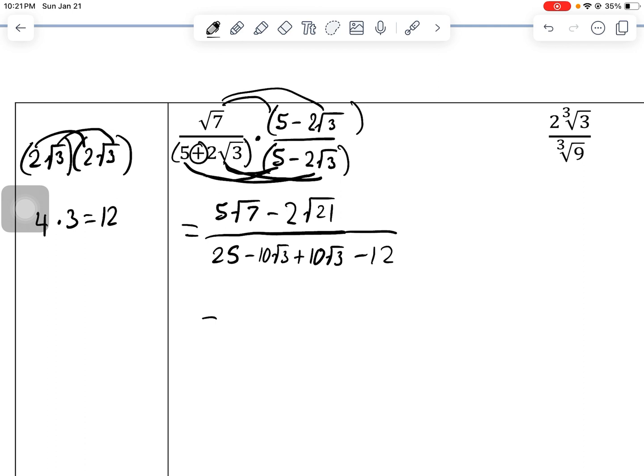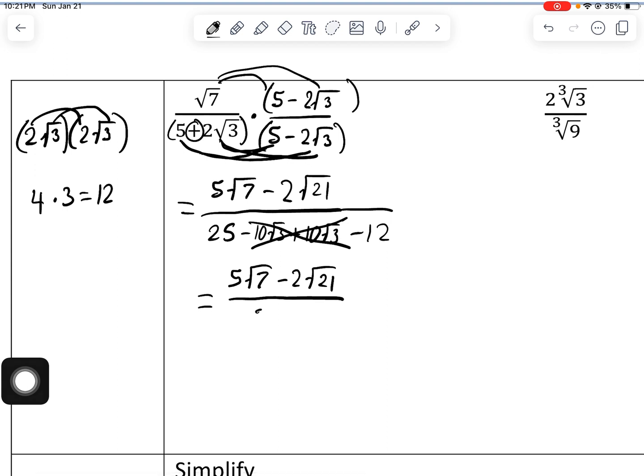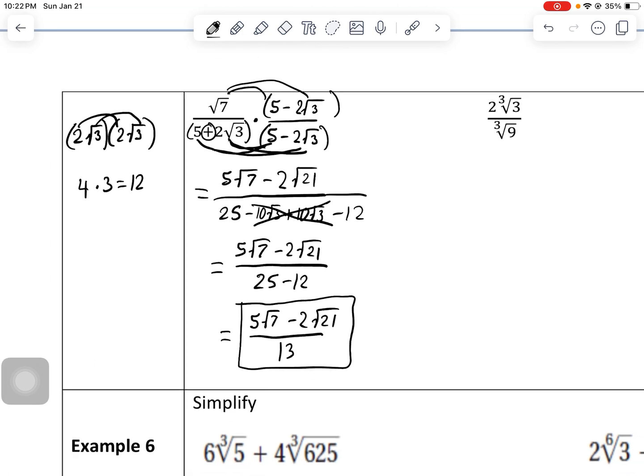Now, if I did this correctly, we should end with no radicals in the denominator. We'll still have some in the numerator, but I'm going to keep the top the same, because nothing reduces there. In the denominator, we have a negative 10 square root of 3 and a positive 10 square root of 3. Those are going to simplify down to 0. So we're left with 25 minus 12, and we can reduce that. 25 minus 12 is 13. So our numerator and our final answer here is 5 square root of 7 minus 2 square root of 21 all over 13.